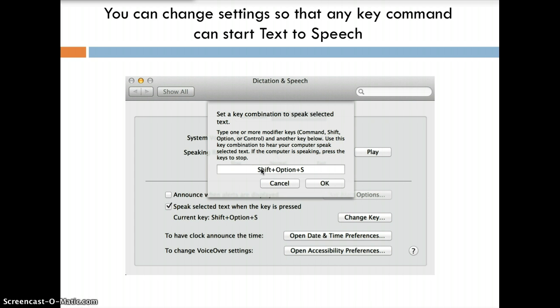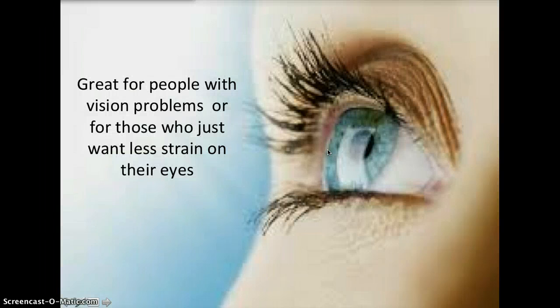Now, I would make it something that's a little bit unique because you don't want it to be like an A, and when you highlight it, you're typing and you hit an A and it just starts randomly reading you stuff. So I would make it something that you're doing specifically to make sure you're being read to. Now, this is great for people with vision problems, or really those who just want less strain. Maybe you read a lot and you're just so exhausted from reading all the time, you want somebody to read it to you. It's a great option. Also, if you have a hard time reading because of vision problems, this will be a little bit less strain on your eyes as well.